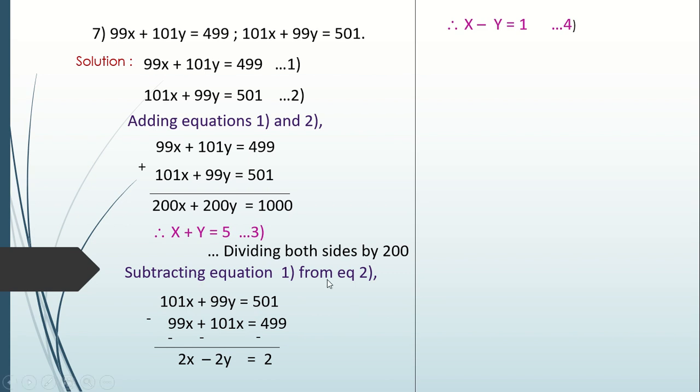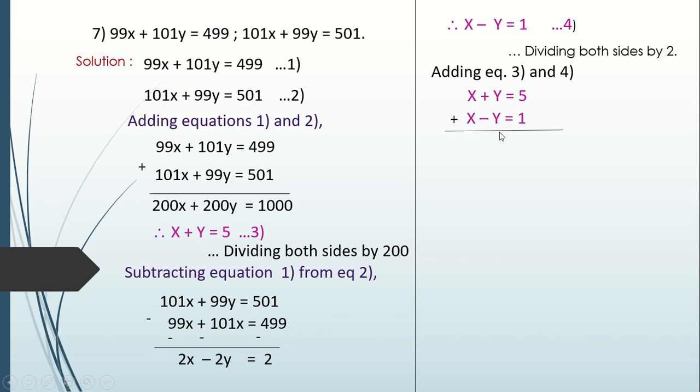Now look at equation number 3 and 4. They are so simple. Now I will just add equation number 3 and 4, and we will get the value of x, see this y will get cut. Adding equation 3 and 4, y gets cut, x plus x is 2x is equal to 6. 5 plus 1 is 6, and therefore x is equal to 3.